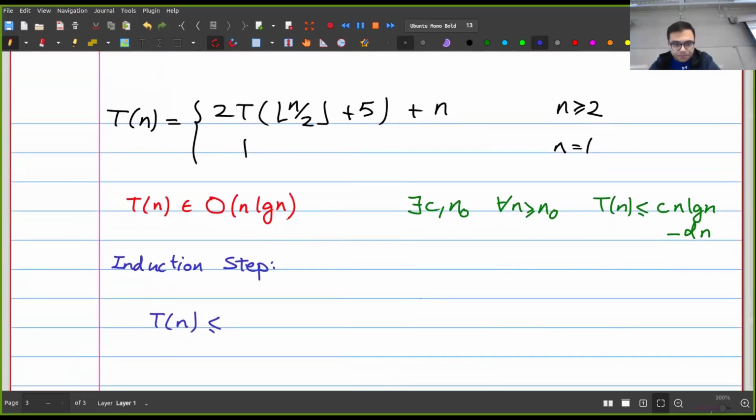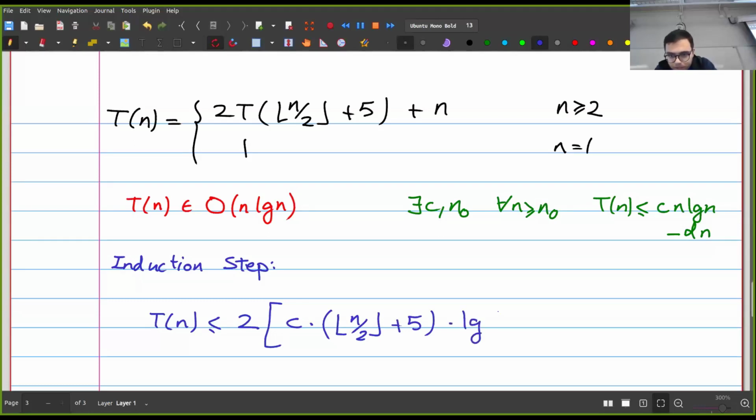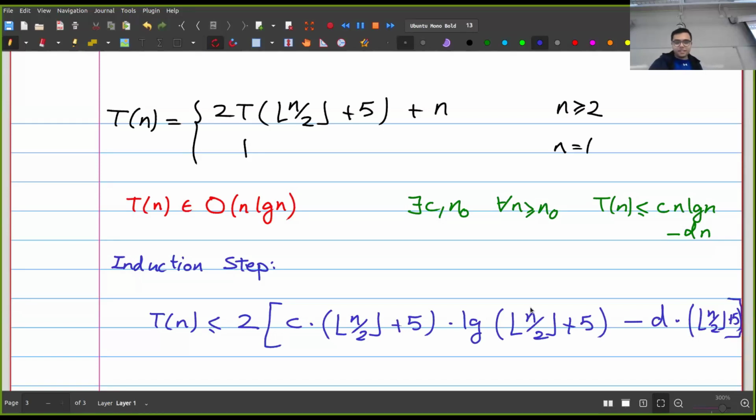So T of n is less than or equal to 2 T of n/2 + 5. So T of n/2 + 5 is C times, I have to write all of this, n/2 + 5 times log of n/2 + 5 minus d times n/2 + 5. Hopefully I wrote this correctly. Okay.